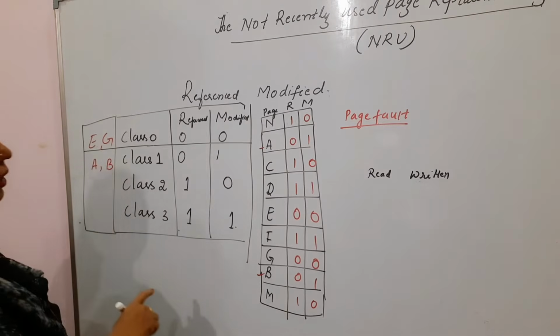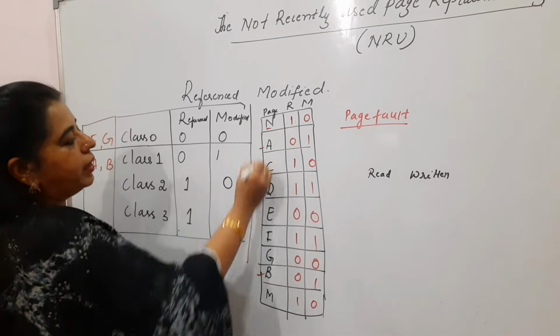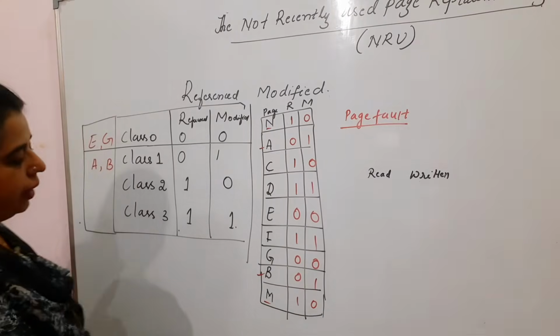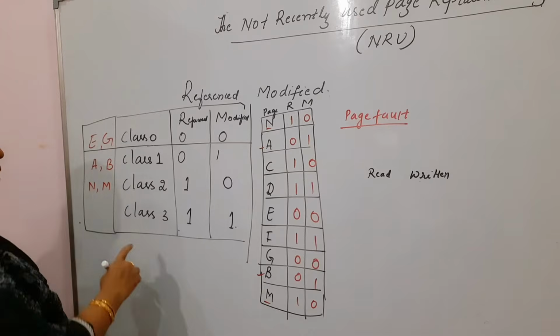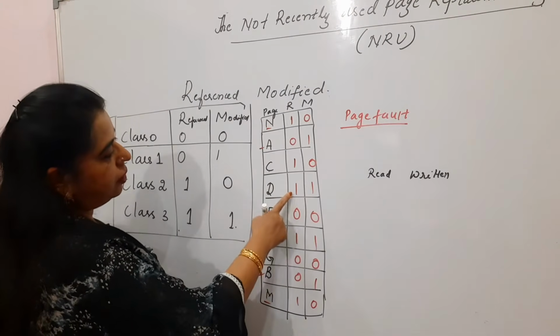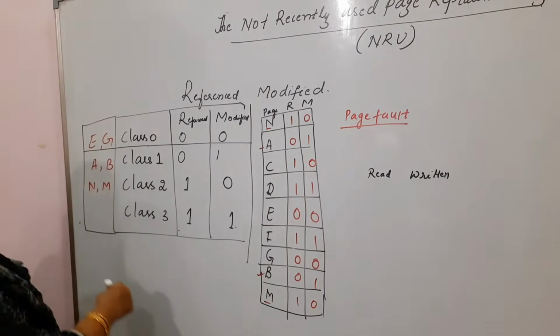What about class 2? Class 2 should have reference bit 1 and modified bit 0. 1 and 0. Yes, another is here, N and M. N and M belong to class 2. What about 1, 1? There are 2 pages, D and F.